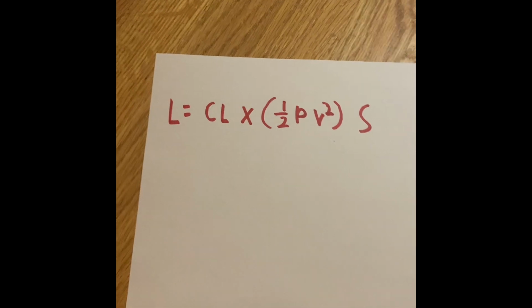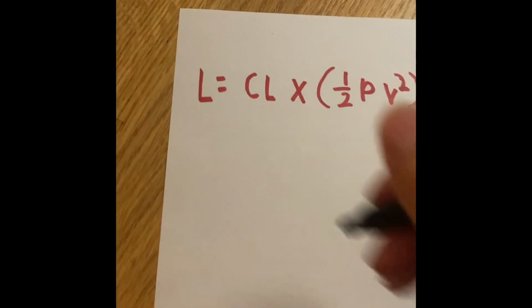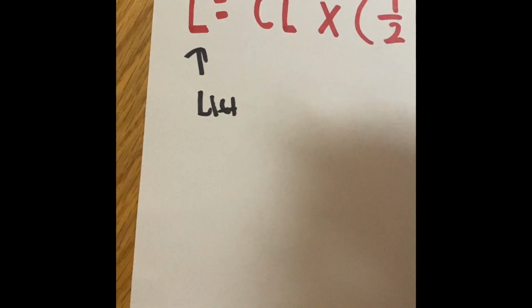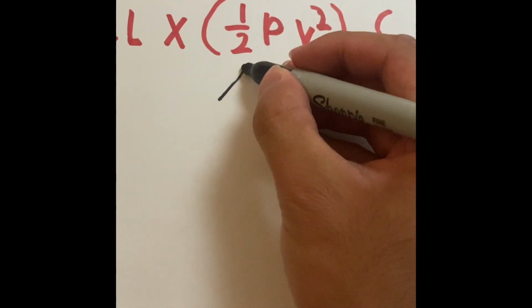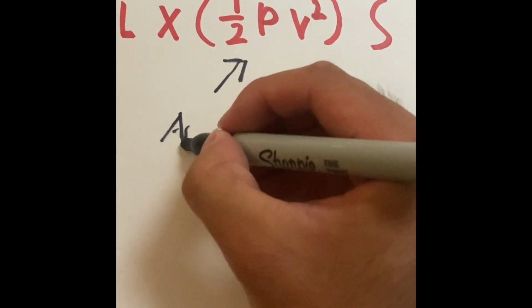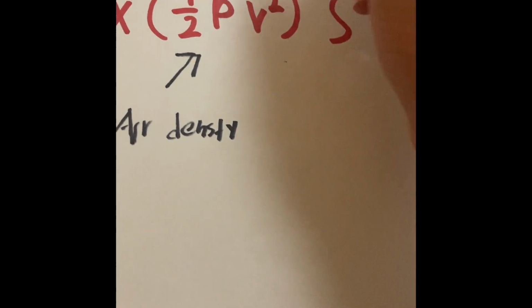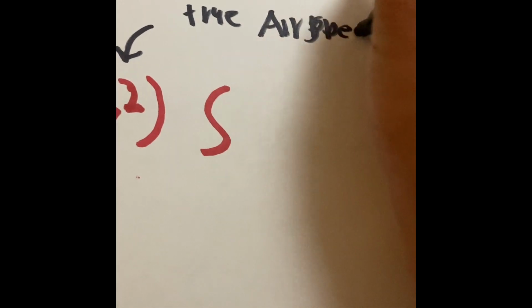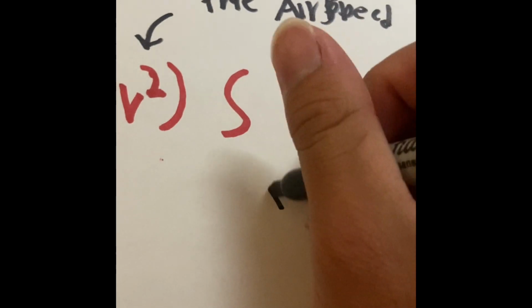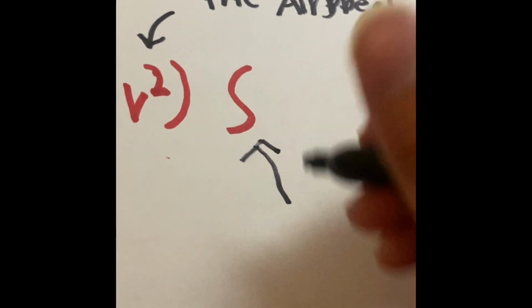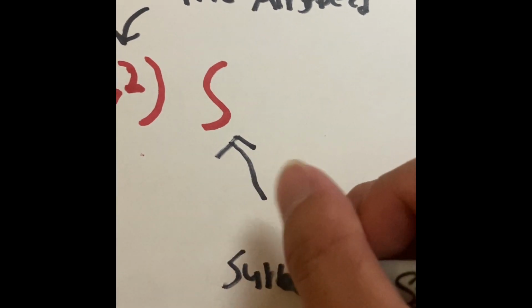I'm pretty sure we understand that the L is what we're trying to look for, the lift. 1/2 ρ is going to represent the air density. The V squared is going to talk about the true airspeed of the airplane. And S represents the surface area of the airplane's wing. Very important.